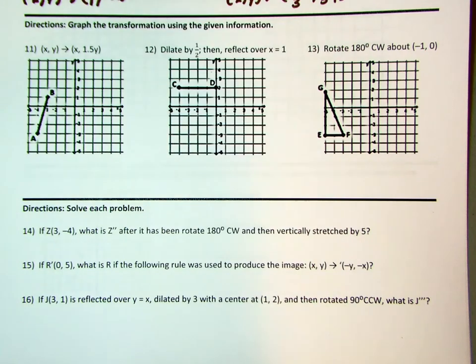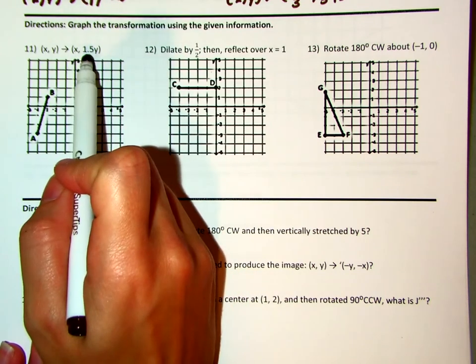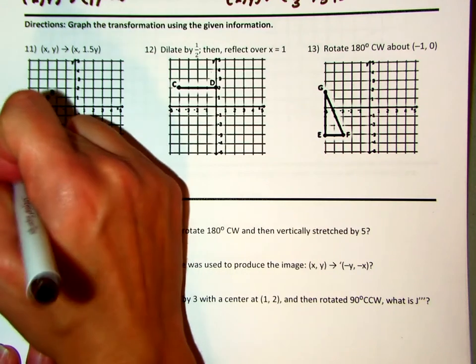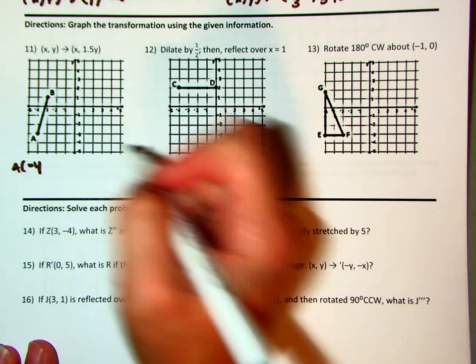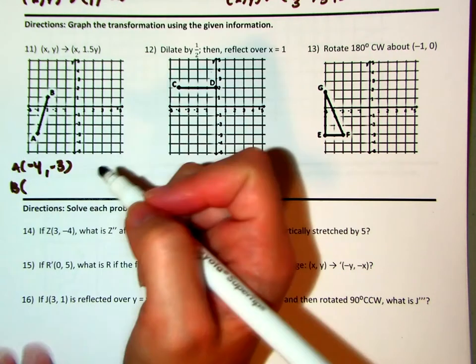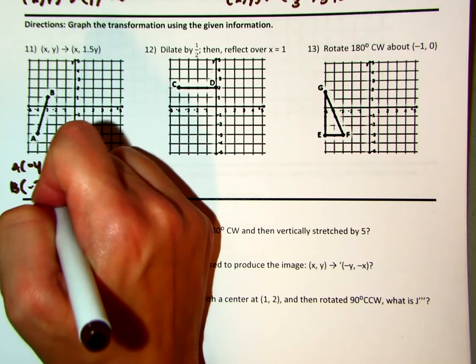This is numbers 11 through 13, where we're going to graph the transformation. On number 11, I see that I have a vertical stretch because we're only affecting the y. We're multiplying it by 1.5. So let's start by finding out what a is. A is currently at -4, -3. And then b is currently at the point -3, 1.